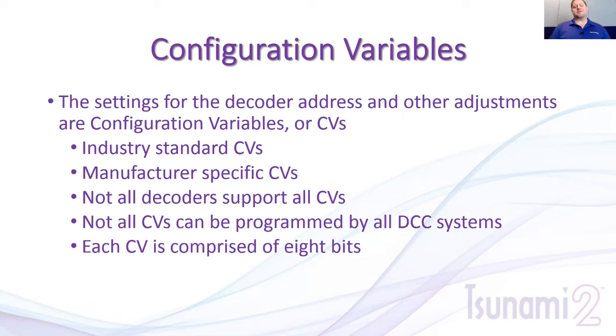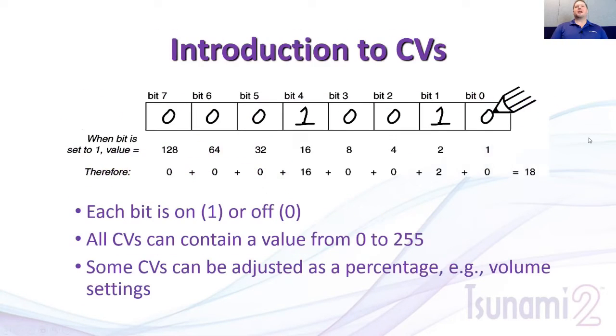Now, when we talk about the CVs, each CV is comprised of 8 bits. When we look at the structure of the CV here, we're going to go ahead and see the diagram. If you look at this, every CV is built exactly the same way. There are 8 bits, and each bit is worth a value. If you look closely at the chart here, you're going to see that each bit doubles as it works away across. So a value of 1, a value of 2, 4, 8, 16, 32, 64, and 128.